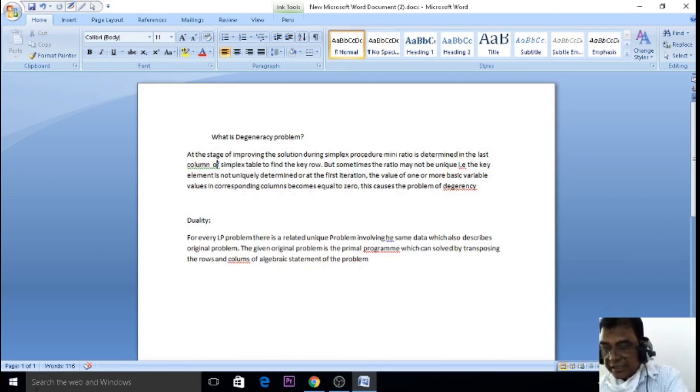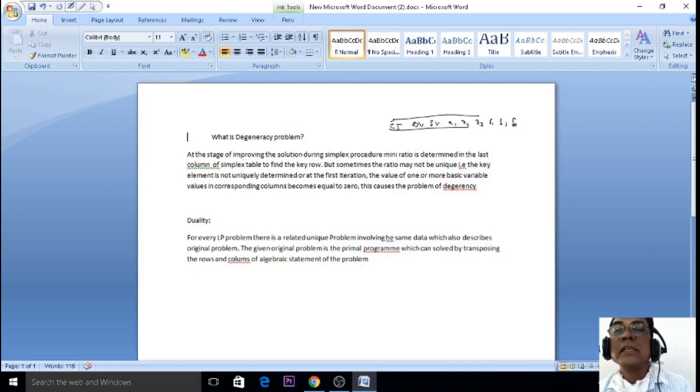Degeneracy means it is nothing but repeated terms. What is the meaning of repeated terms? For example, in the simplex table, we calculate Cj, basic variable, solution values, x1, x2, x3, s1, s2, s3, and the minimum ratio. Okay. Now take all given coefficients and enter them into the simplex table.